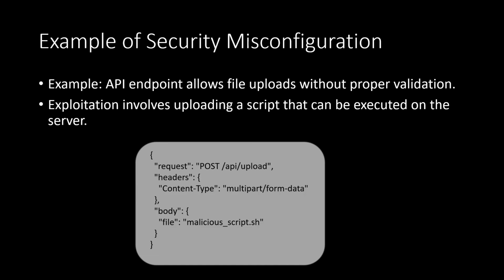An attacker could exploit this misconfiguration by uploading a malicious script, which could then be executed on the server. Let's examine a sample request. In this example, the attacker uploads a file named maliciousScript.sh to the API endpoint. If the API does not validate the file type and content properly, this script could be executed, potentially giving the attacker control over the server.